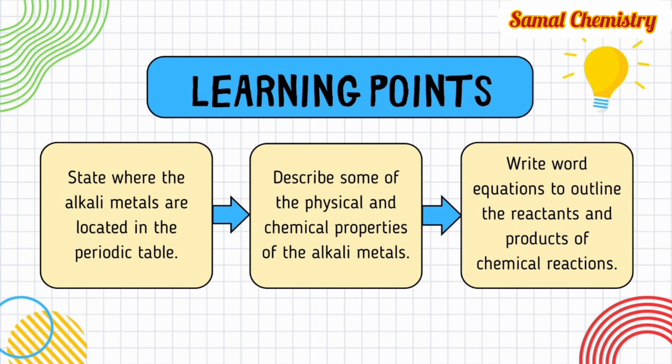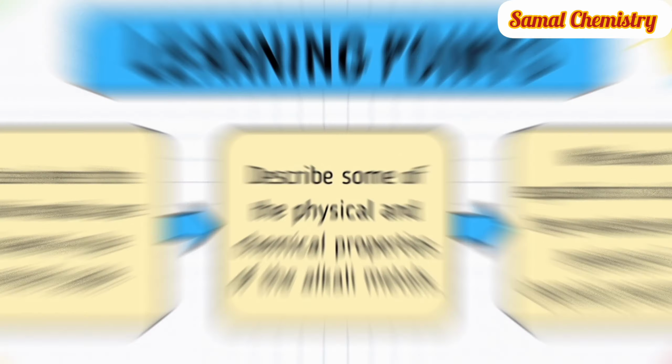Some important points about alkali metals. First, we will state where the alkali metals are located in the periodic table. Second, we will describe some of the physical and chemical properties of the alkali metals. And finally, we will write word equations to outline the reactants and products of their chemical reactions. So, students, let's start learning about these interesting elements step by step.